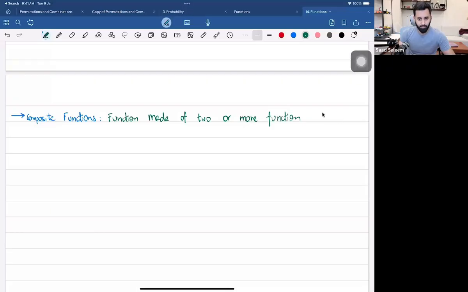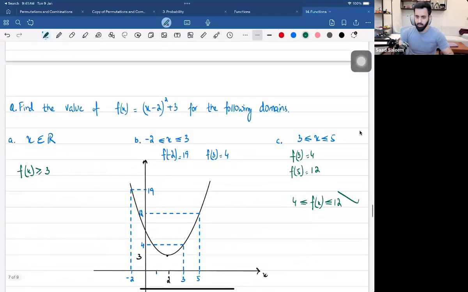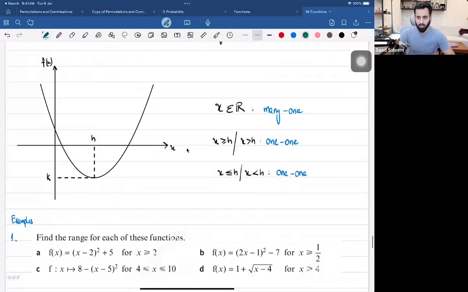composite function. Sir, do you have a list of concepts we cover for functions like we did for trigonometry? I do. I guess you're right. I didn't mention the concepts in the beginning. Okay, I'll update the notes inshallah over the weekend and upload them.